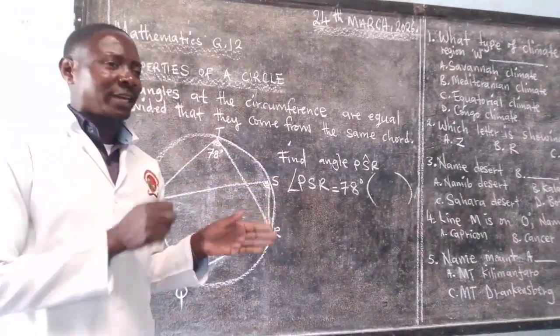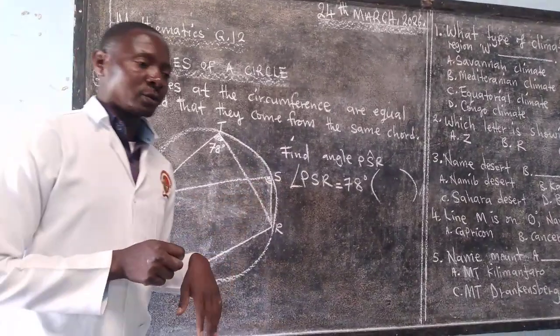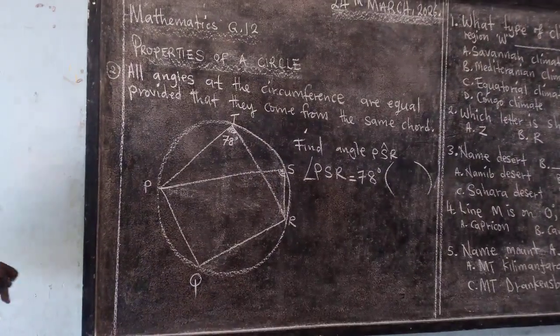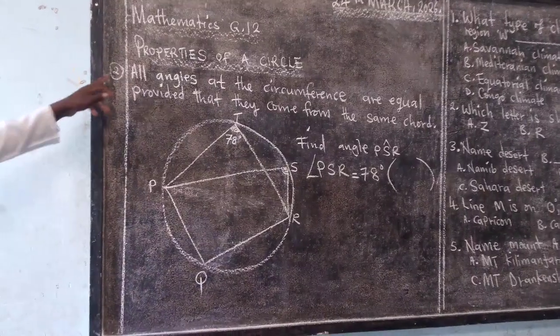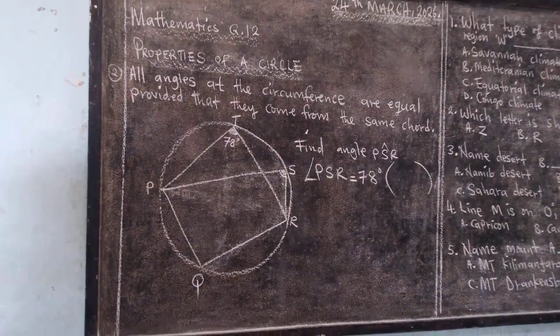For marking in case of cases. Are we together? Yes. Very good. This is property number 2. Pause.